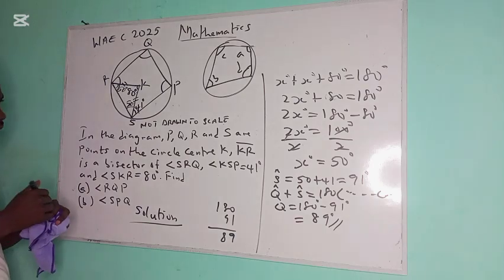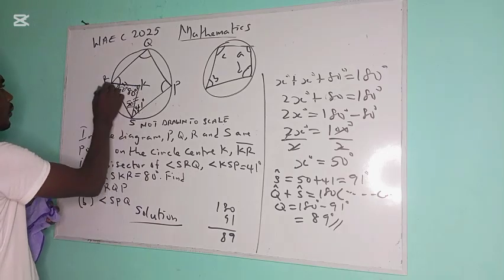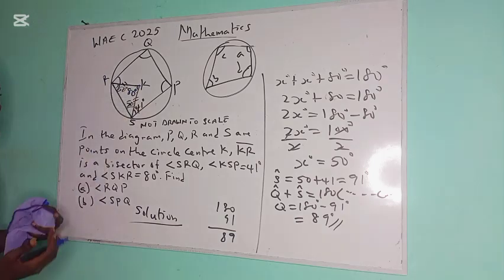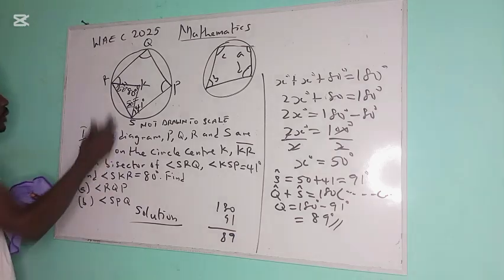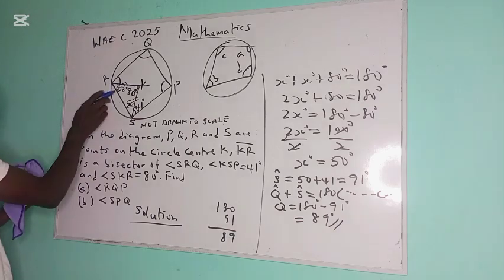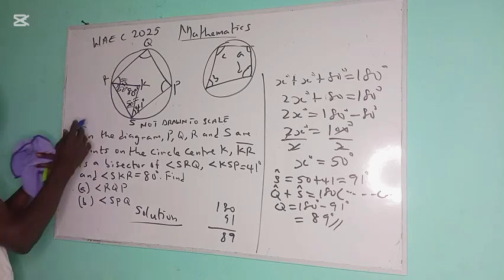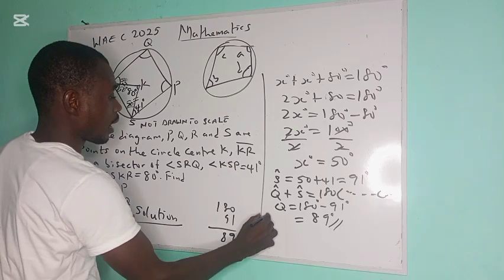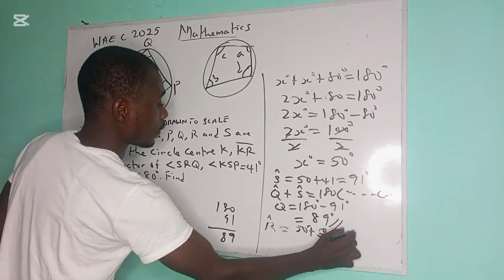Remember, we are told that line KR is a bisector of angle SRQ. What I mean by bisector is that the line bisects the angle equally. So this line bisects this angle equally. That means that if this one is 50, the other one is 50. So the total angle now will be 100. So we have angle R to be 50 plus 50 degrees, which is 100 degrees.